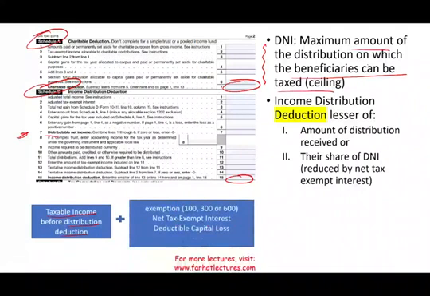Then we're going to go back and add the exemption, and that exemption could be $100, $300, or $600, depending on the type of trust that we have. Then we're going to add net tax exempt interest. It means we're going to add back tax exempt interest, but sometimes there is some expense related to it, and we'll deduct that expense. We're going to add back net tax exempt interest. Then we are going to deduct capital gains. Why? Because capital gains stay with the corpus. Then we will add capital losses if that's the case.